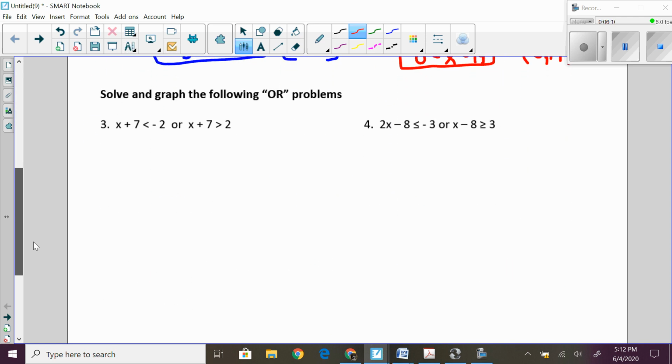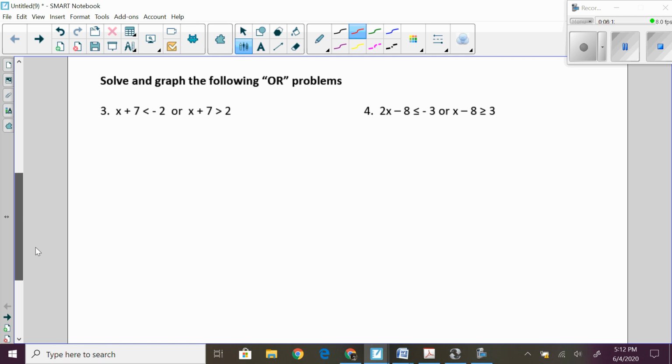Okay, so solving OR problems, they're very much like solving the AND problem. The only thing is we don't have to look for an overlap. So on the first one, we solve just like we did before, subtract 7, subtract 7. We get x is less than negative 9. It's going to be one part of our answer. And then we have subtract 7, subtract 7. X is greater than negative 5.